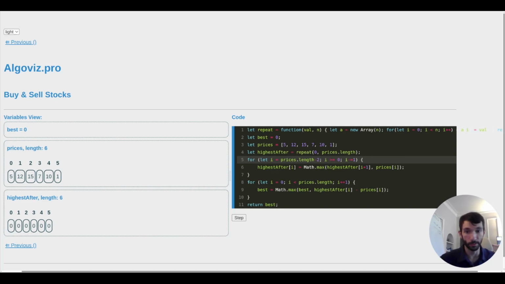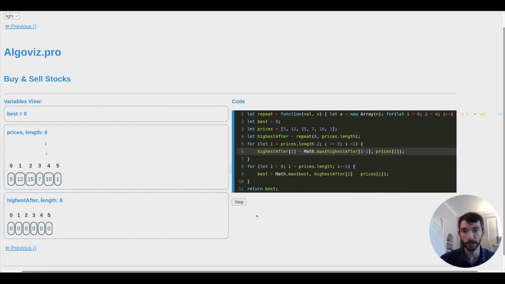So the first thing we do is compute all the values for this highest after. And we can implement this by essentially taking the max value from what we've seen already in highest after and the prices at that point in time. So let's step through this to get a better idea. We can see we're starting to walk from the end because it's prices after. So the aggregate information builds up moving right to left.